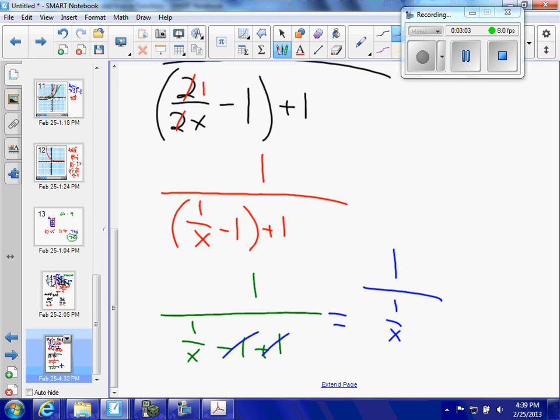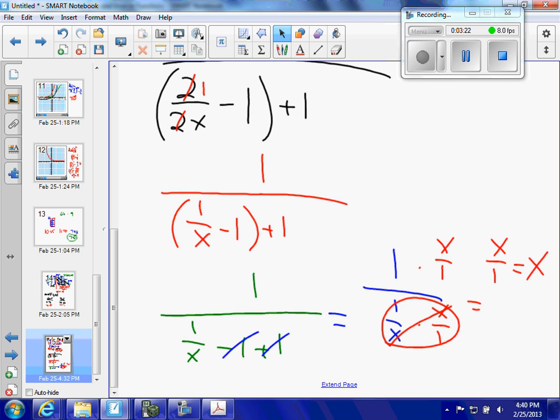And I can either just flip it over as my reciprocal, or I can show it multiplied out. I can multiply the bottom by x over 1 and the top by x over 1. So I multiply by the reciprocal here, so that cancels out and becomes 1. And I'm left with x over 1, or x. So that way I've shown that it is an inverse.